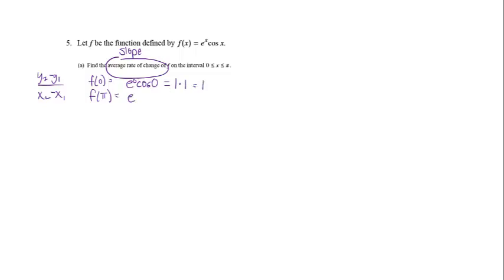F of pi will be e to the pi cosine pi. E to the pi is just e to the pi. And then cosine pi is equal to negative 1. So this will equal negative e to the pi. Okay, so now we have our y values. So now we'll do y2, which will be negative e to the pi, minus y1, which will be 1, all over x2 minus x1, which will be pi minus 0. So if I reduce that at all, it will be negative e to the pi minus 1 all over pi.